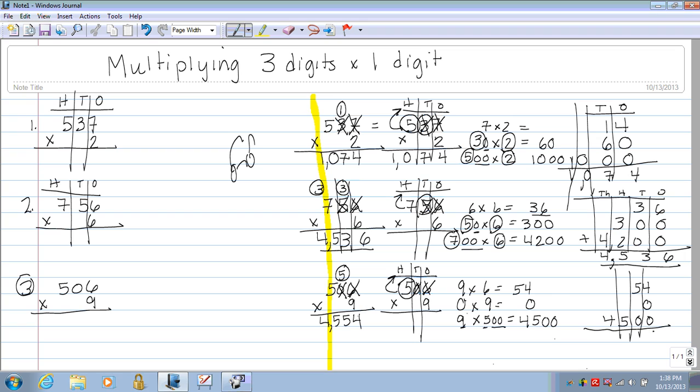So, when I add the ones, my answer is 4. When I add the tens, it's 5, 5, 4. So, my product, again, is 4,554. Push pause to write your notes.